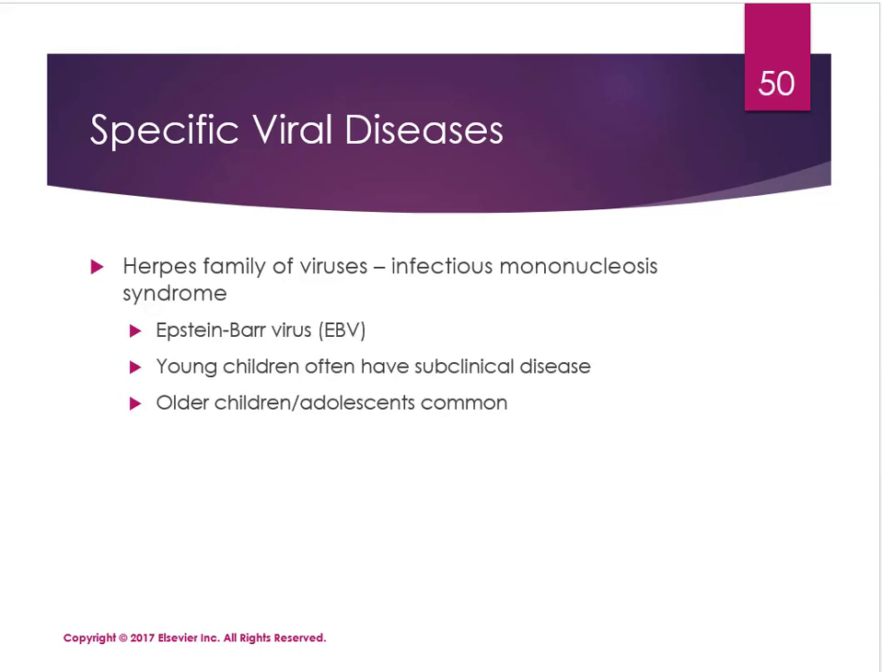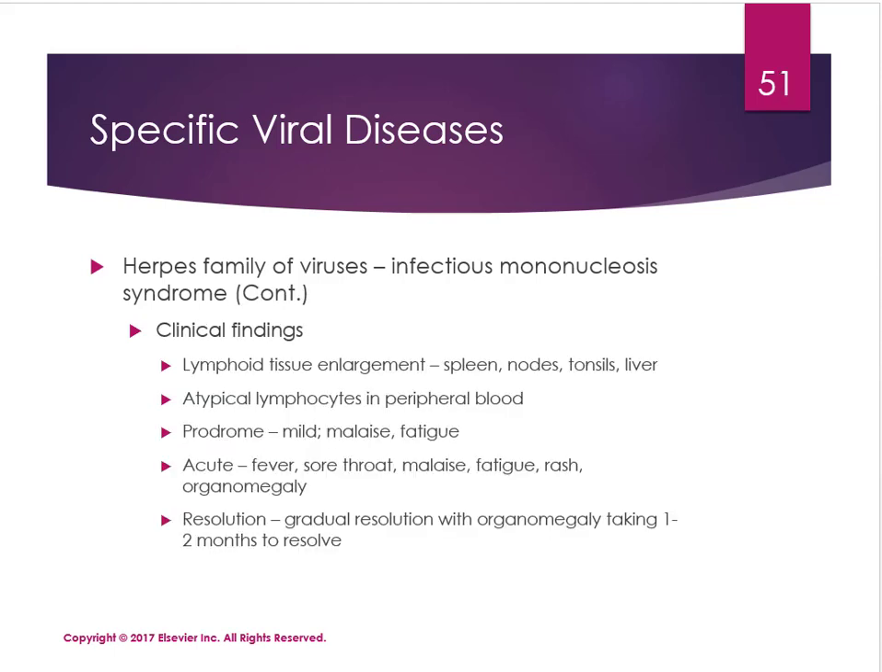The next thing we're going to talk about is mono, and this is caused by the Epstein-Barr virus. Young children often have a subclinical disease, and it's seen more in older children and adolescents. On the clinical findings, you may find lymph node enlargement in the spleen, in the lymph nodes, the tonsils, or in the liver. On a peripheral smear, you may see atypical lymphocytes.